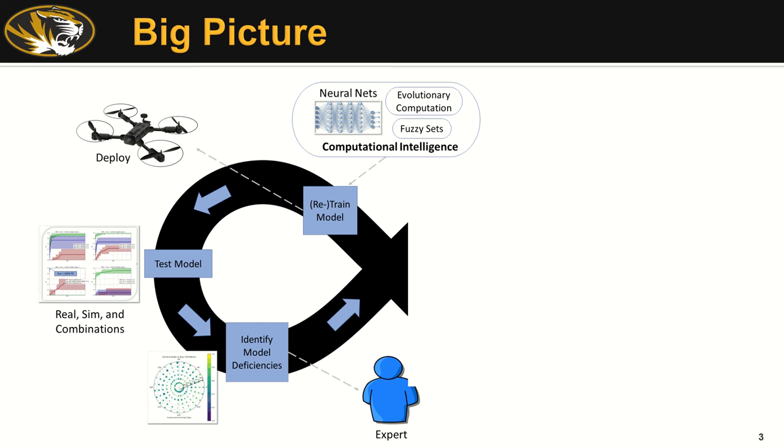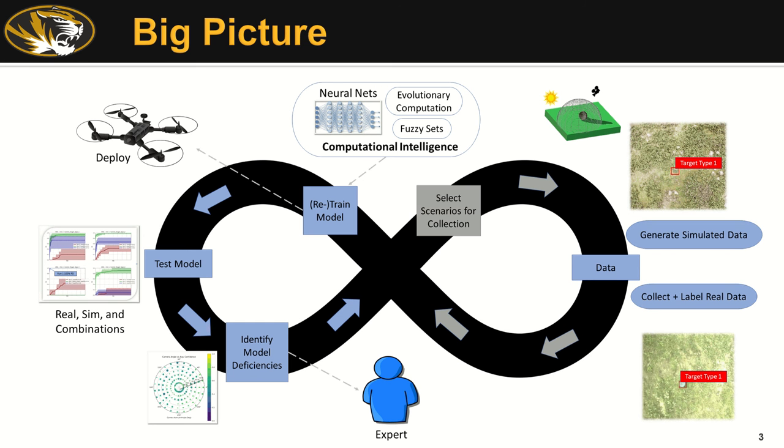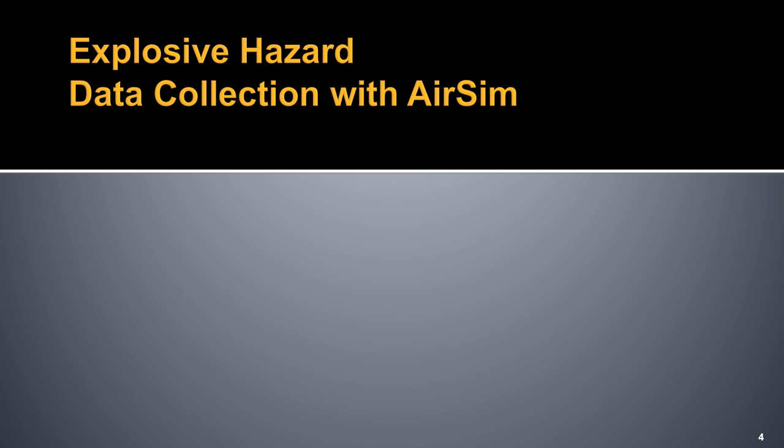Then you can have an expert come into the loop and help you select scenarios for collection, which you can use to collect more data, either simulated or real, which you can then feed back into your model, and continue this loop until you've trained the model that does the best. The gray stuff here is stuff that we haven't quite done yet. We want to close this loop, but we've just tackled the blue parts so far, and that's what we're going to talk about in this talk.